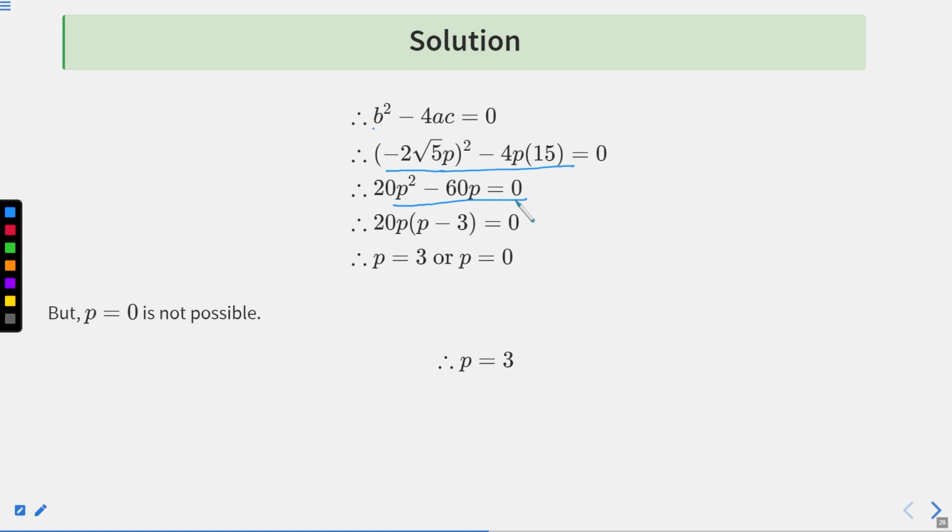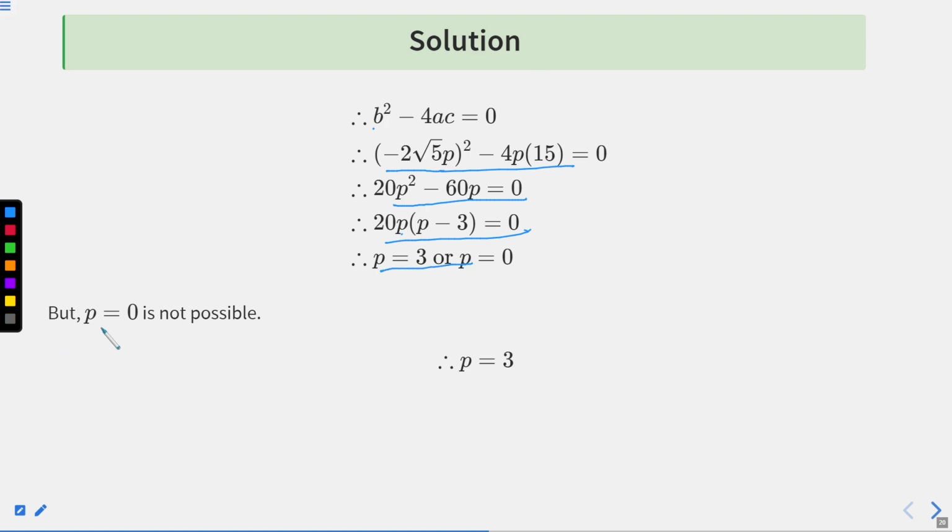Therefore, if we take 20p common, we get 20p times p minus 3 is equal to 0. So it implies either p is equal to 0 or p minus 3 is equal to 0. When p minus 3 is equal to 0, then p is equal to 3. So p is equal to 3 or p is equal to 0.